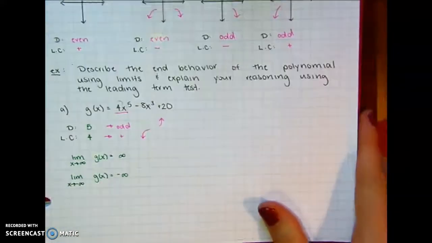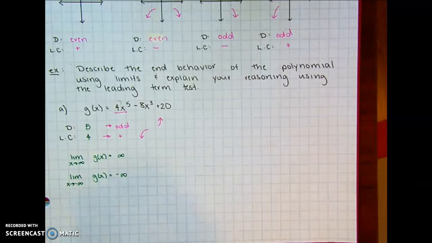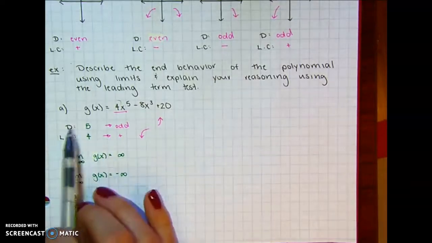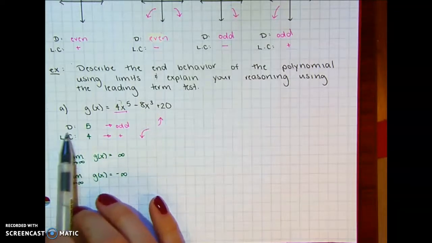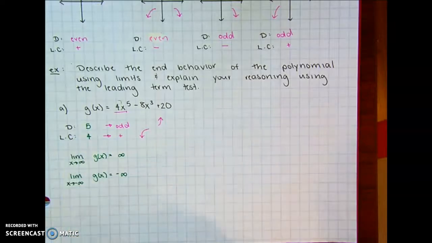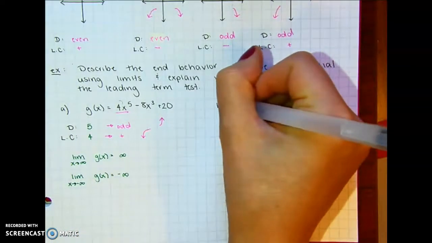So you don't actually have to graph it. So everything I've done in green is required. You have to let me know the degree, and I guess you would need to write this out too. So let's do one more example.